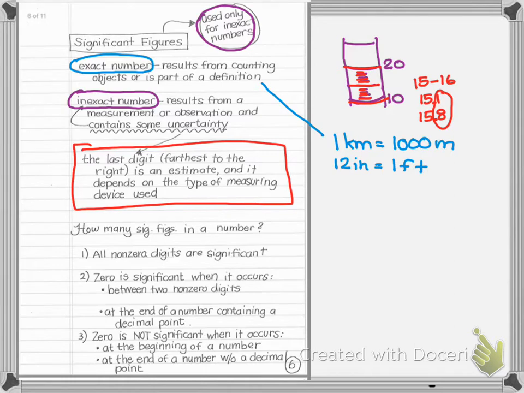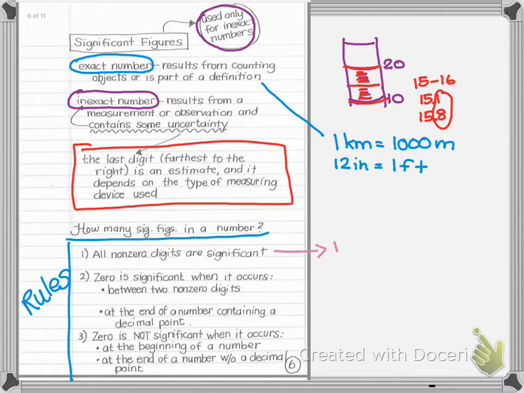So there are two things we have to think about, and the first one is just a basic thing. It's the question: how many significant figures are in a number? And right here, these are the rules. What I would like to do is, next to each rule, give you an example of that rule. Okay, so it says all non-zero digits are significant.